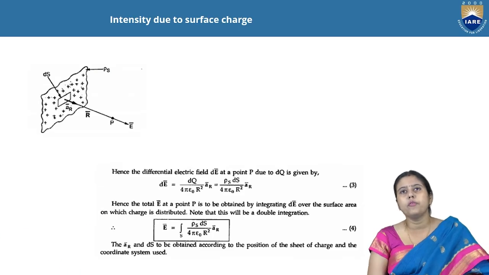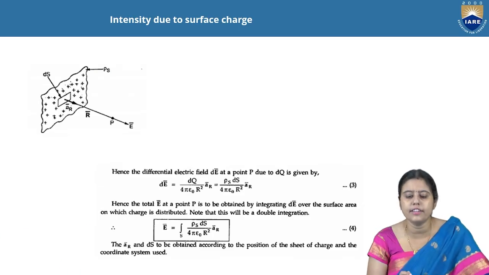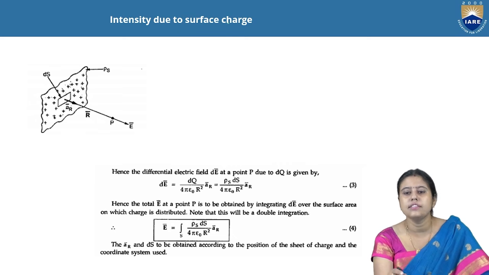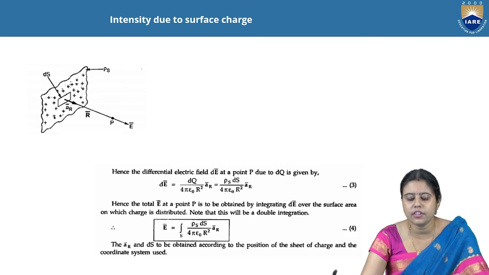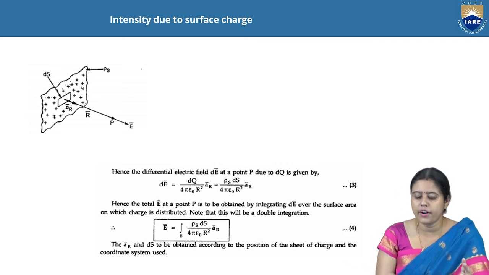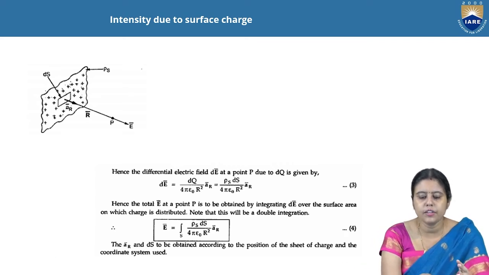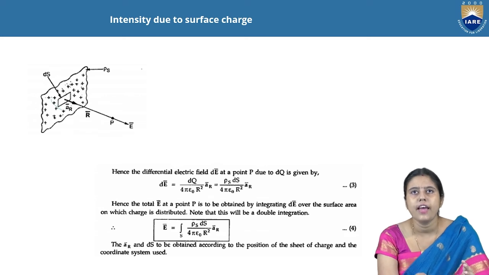Next, similarly we can calculate the field intensity due to the surface area. How to calculate it? The procedure is the same that we already know. You can see this is the surface, and the surface is full of positive charge.